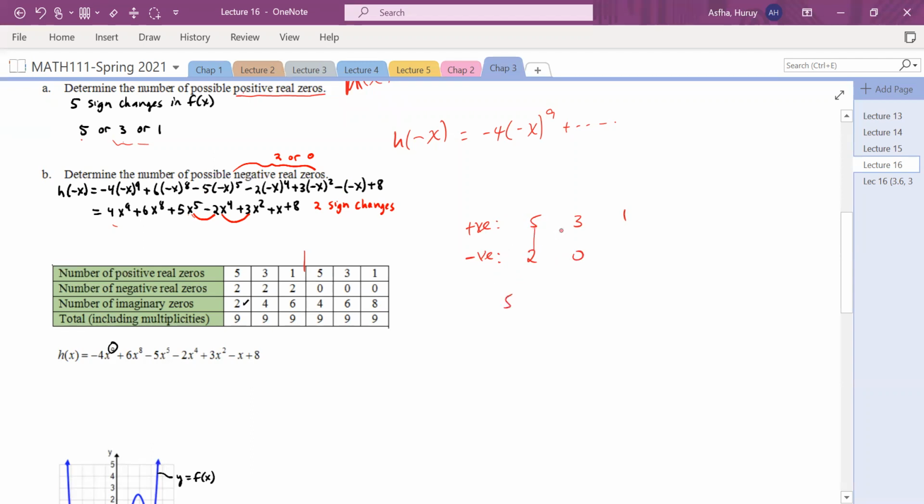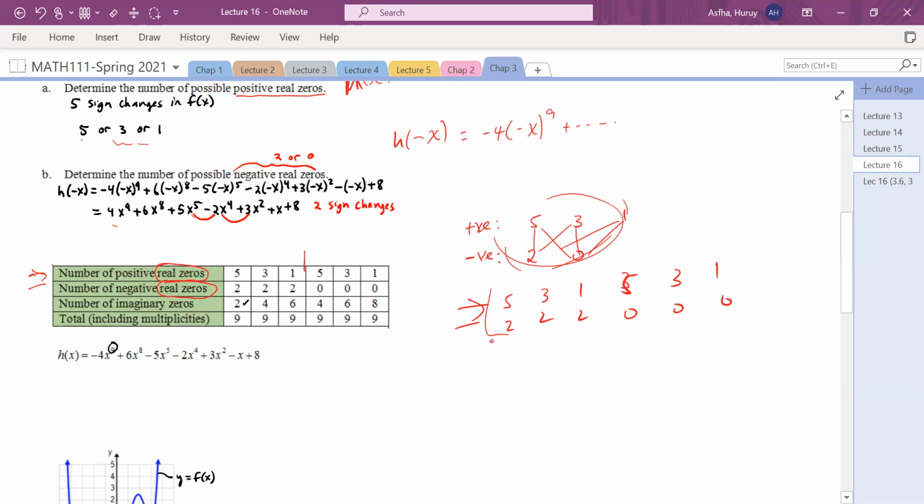We combine all together. Therefore, we have 5, 2, 3, 2, 1, 2, 5, 0, 3, 0, and 1, 0. So this is what we have, the first 2 rows. The first rows are exactly this, just a combination of these things. Now, these 2 lines are about real zeros. One is for positive and the other one is for negative, but both of them are real zeros.